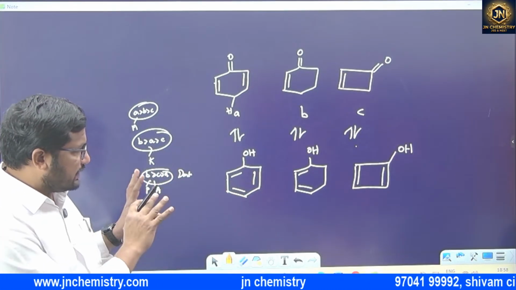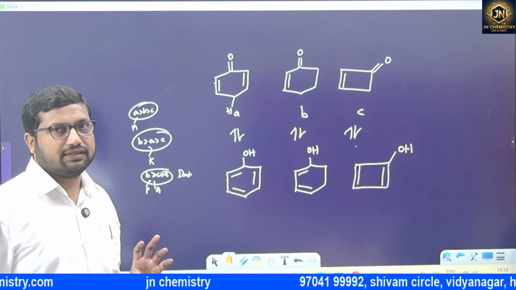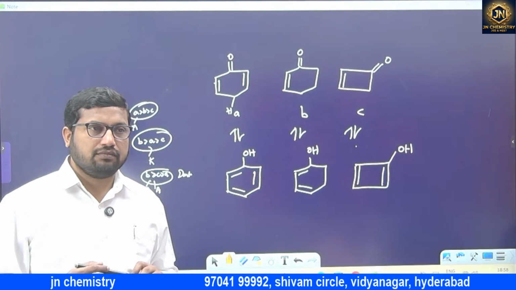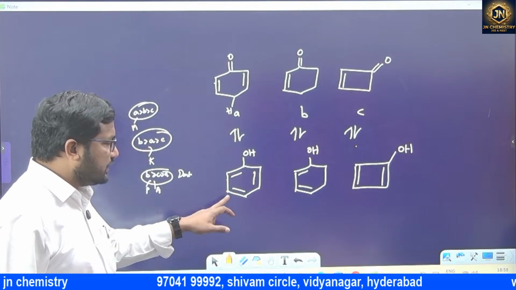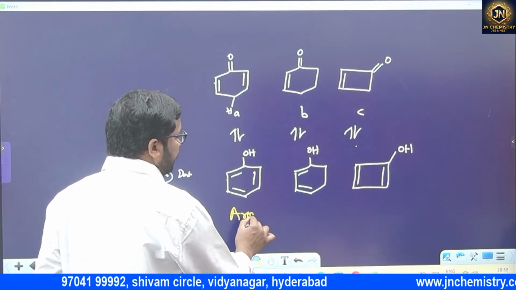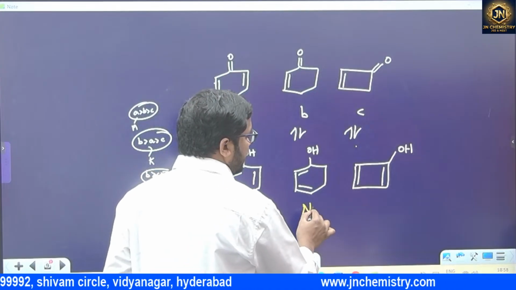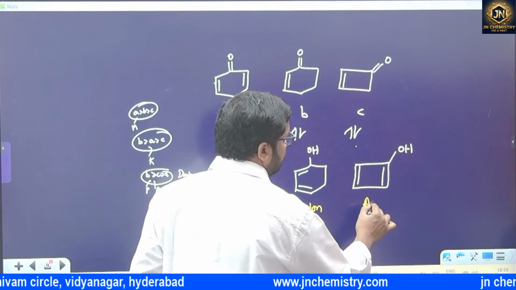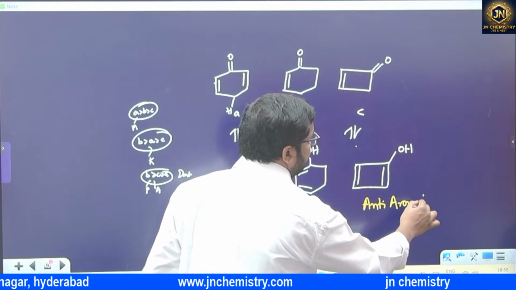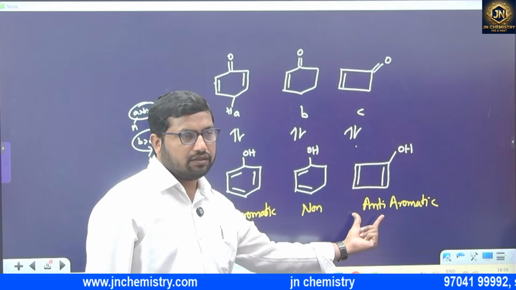By seeing these three compounds, you can observe one thing clearly. What is that? I'm expecting an answer from anyone. Very good. Right. So this is aromatic, this is non-aromatic, this is anti-aromatic. Aromatic, non-aromatic, anti-aromatic. Now which is more stable?